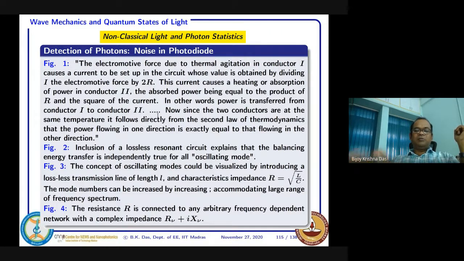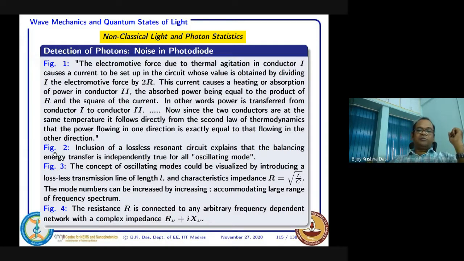Now, I think in between a few sentences there, I've just taken the important one. Since the two conductors are at the same temperature, it follows directly from the second law of thermodynamics that the power flowing in one direction is exactly equal to the power flowing in the other direction. So that is how it is flowing.